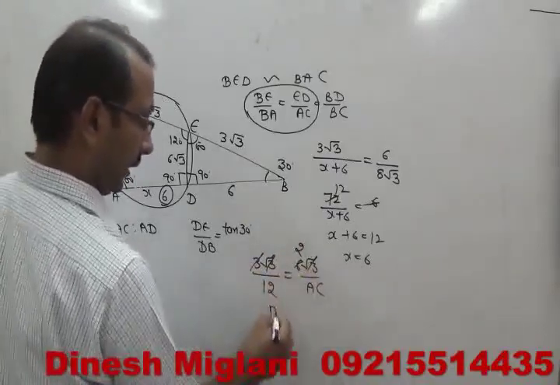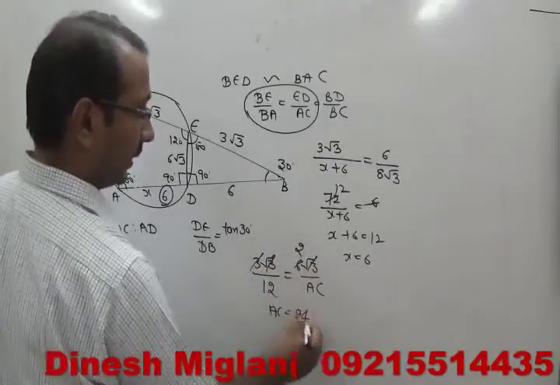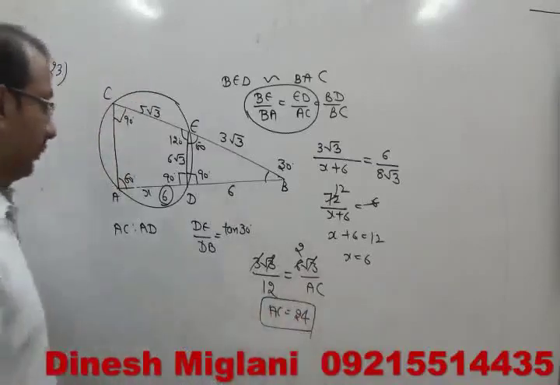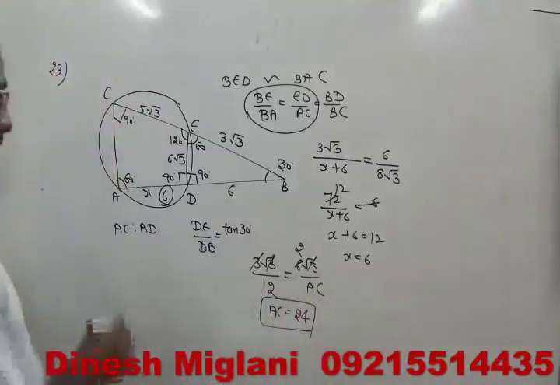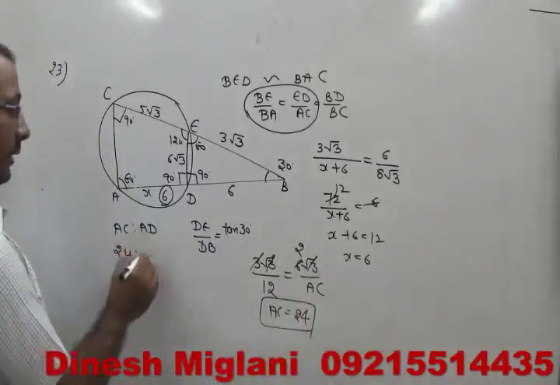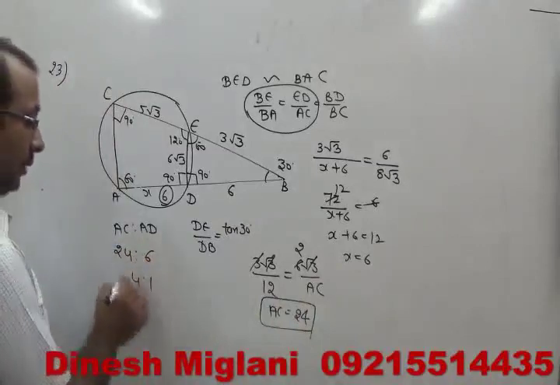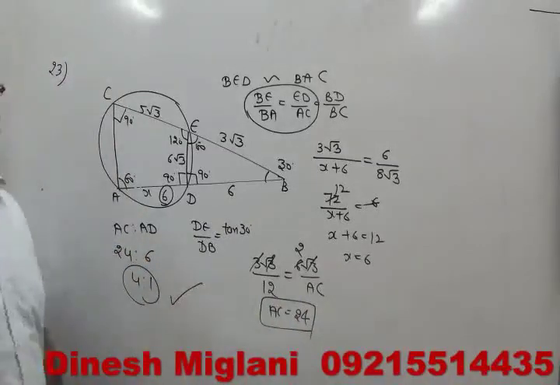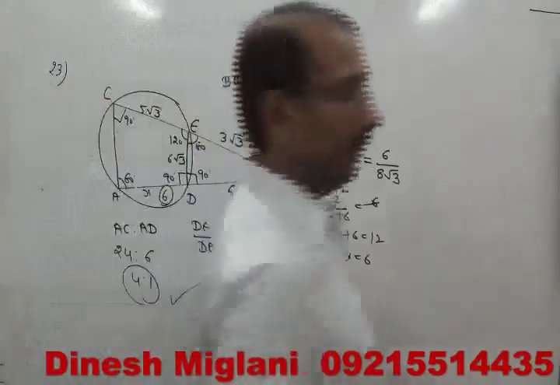So from here I can say AC equal to 24. So the answer to my question is 24, because here we have to find the ratio of AC to AD. So I may say AC is 24, AD is 6. So I may say my ratio is 4:1.